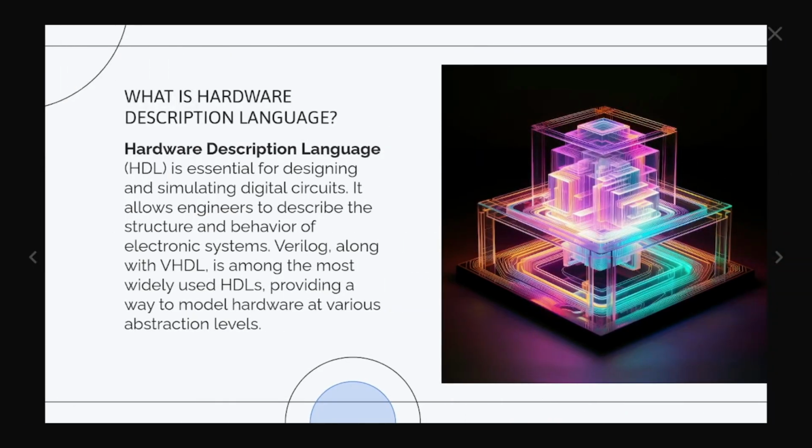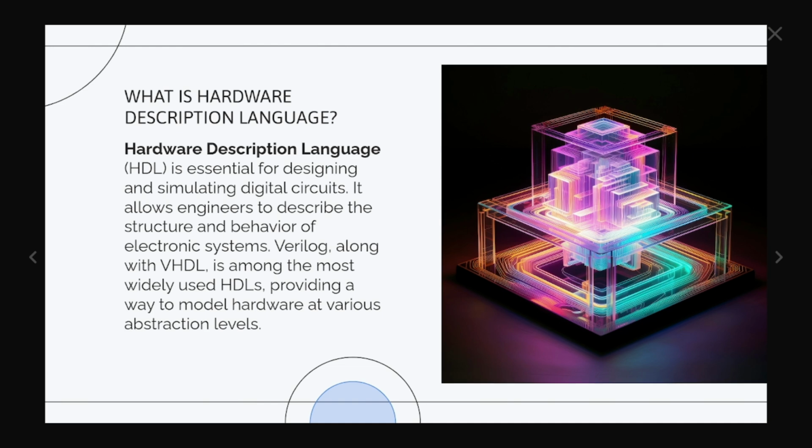We have said so much about hardware description language, but we don't know what a hardware description language is. Hardware description language is essential for designing and simulating digital circuits. It allows engineers to describe the structure and behavior of electronic systems. Verilog, along with VHDL, is among the most widely used HDLs, providing a way to model hardware at various abstraction levels.